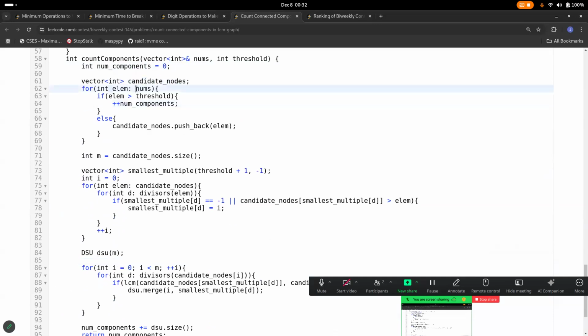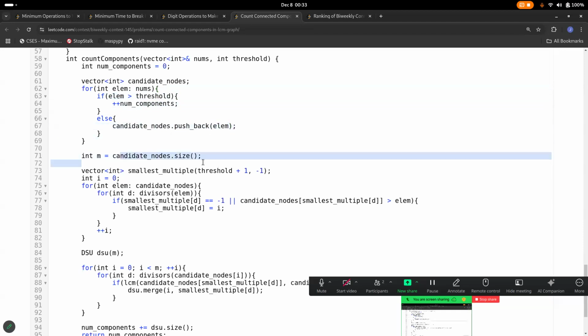What we do is first we have this nums array, we iterate over all the elements. If my current element is greater than threshold, then as we have seen, it can never have an edge to any other element. In that case, it will form an isolated component, like this node will not have any edges. So I increment my number of components and don't consider it any further. Then if it's less than or equal to threshold, well, I need to consider this element. It may have some edges to other nodes. We push it into our candidate nodes array.